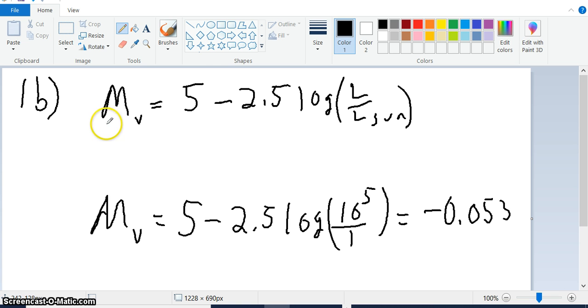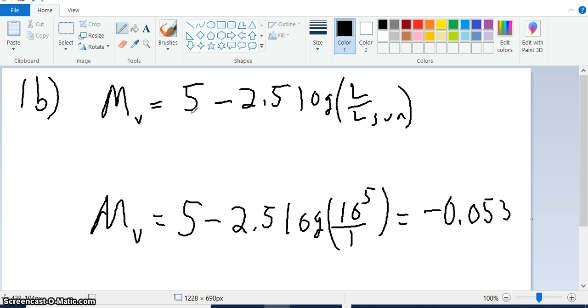Okay, so here's part B. The thing about part B is we have to figure out what the absolute magnitude of a nova that brightens up to 10 to the 5th times the luminosity of the sun is. So this is the equation that we use. We normally would use 4.8, which is truly the magnitude of the sun, but since they told us to use 5 in the problem, we're going to use 5.